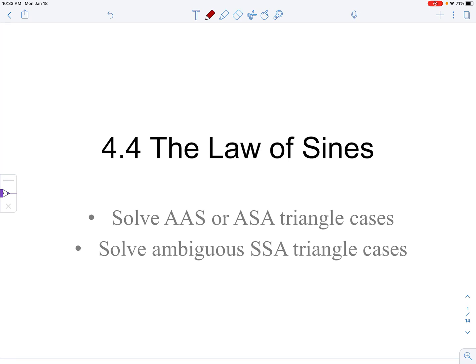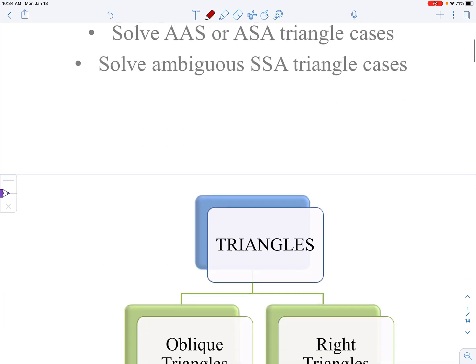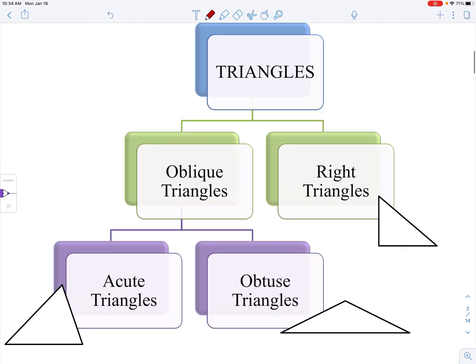So this is section 4.4, the law of sines, and we are going to continue on with solving triangles. And specific cases, or what I mean by the cases is when you're given certain information about triangles, we're going to be solving those different cases using something called the law of sines.